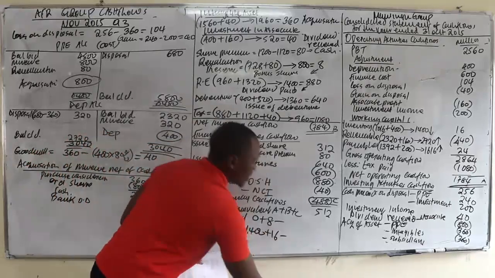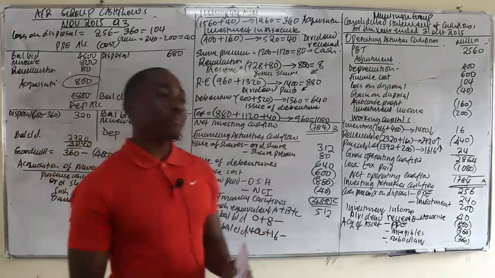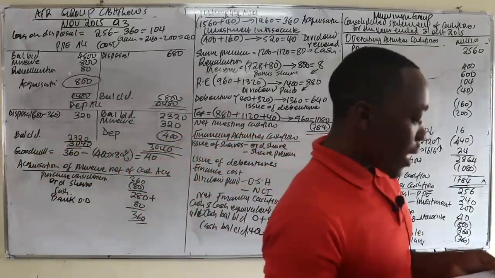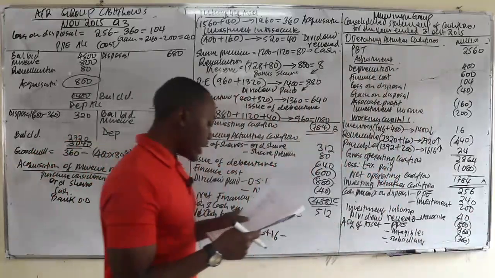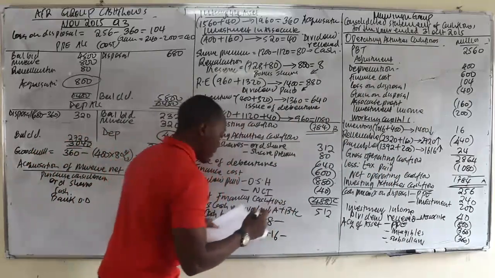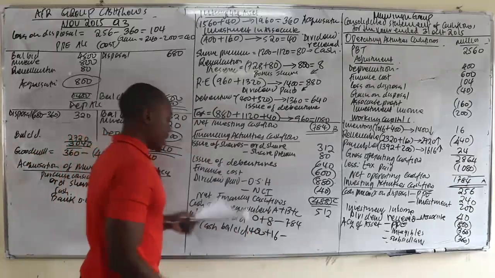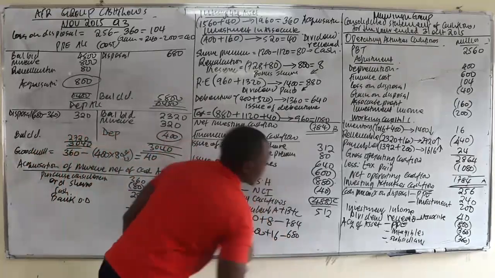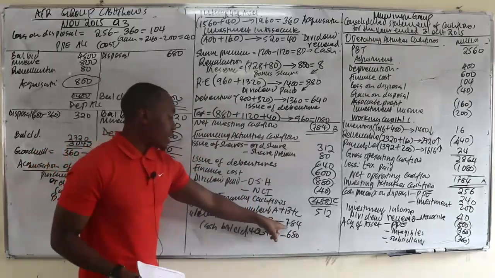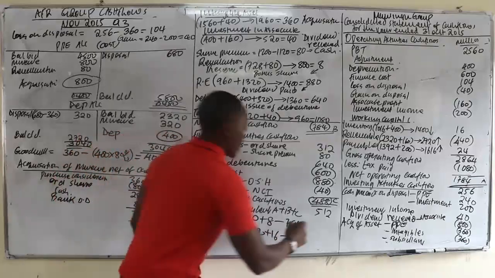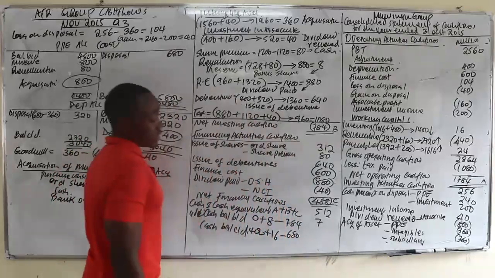Then you minus, let's go to the current liabilities. In the current liabilities, we have bank overdraft. How much is the opening balance? 784. What about the closing balance? 680. Good. 8 minus 784, you get 776, right?